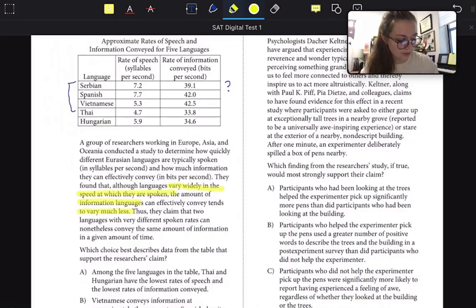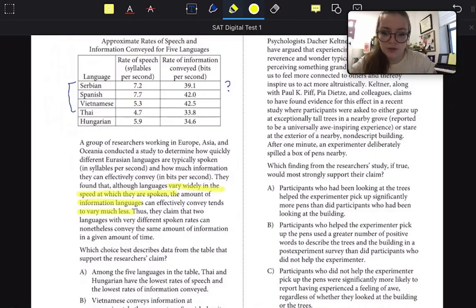So again, if we look up here, we can see, yeah, these numbers tend to range a little bit more, right? We've got 4.7 to 7.7. That's almost 2/3 of the speed. Thai is almost 2/3 of the speed of Spanish. But then these numbers are a little bit more similar, right? We're ranging from low 30s to low 40s. So it's good to know that our paragraph and our data align, and it's pretty easy to see where they're getting that information from. So then let's keep going here.